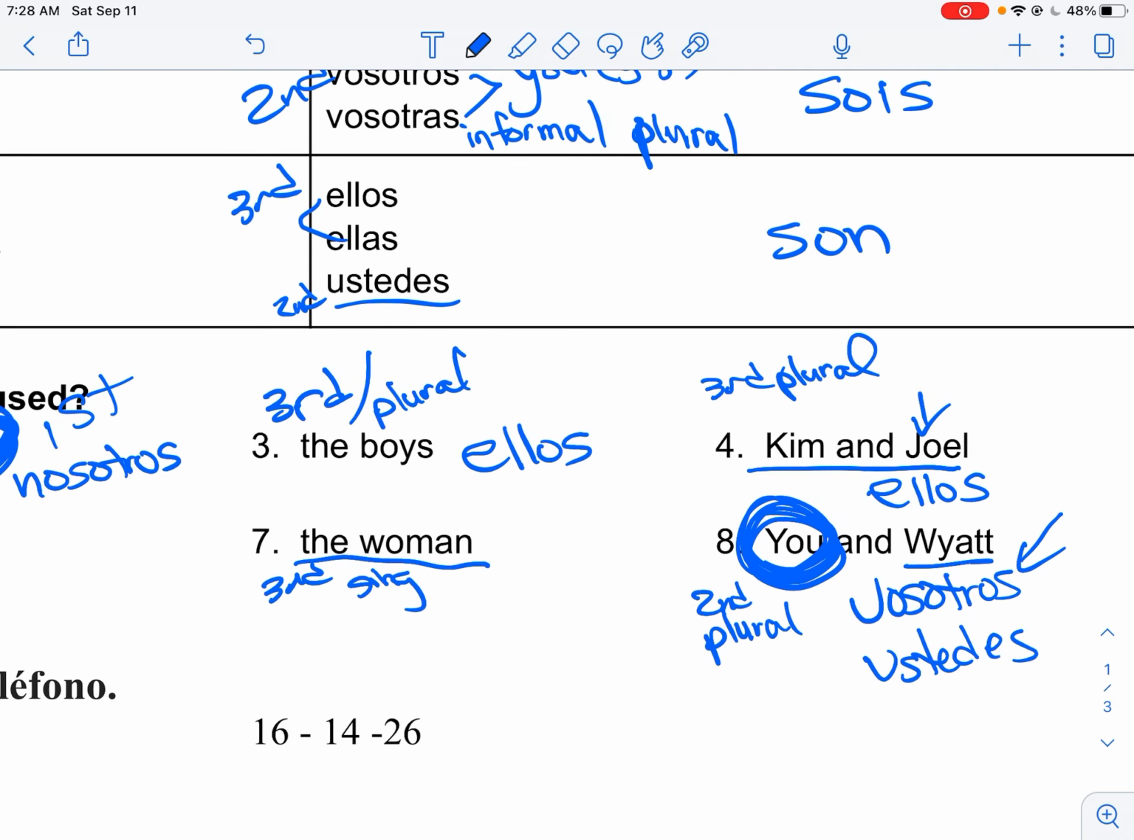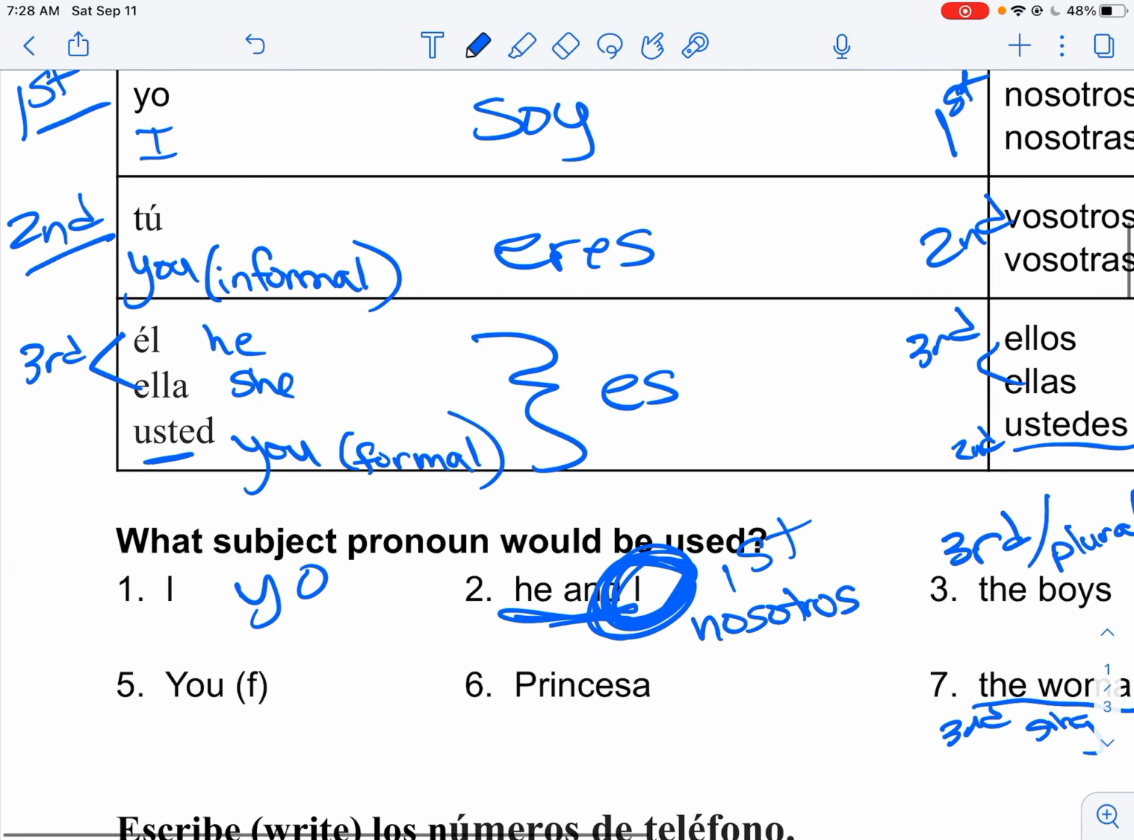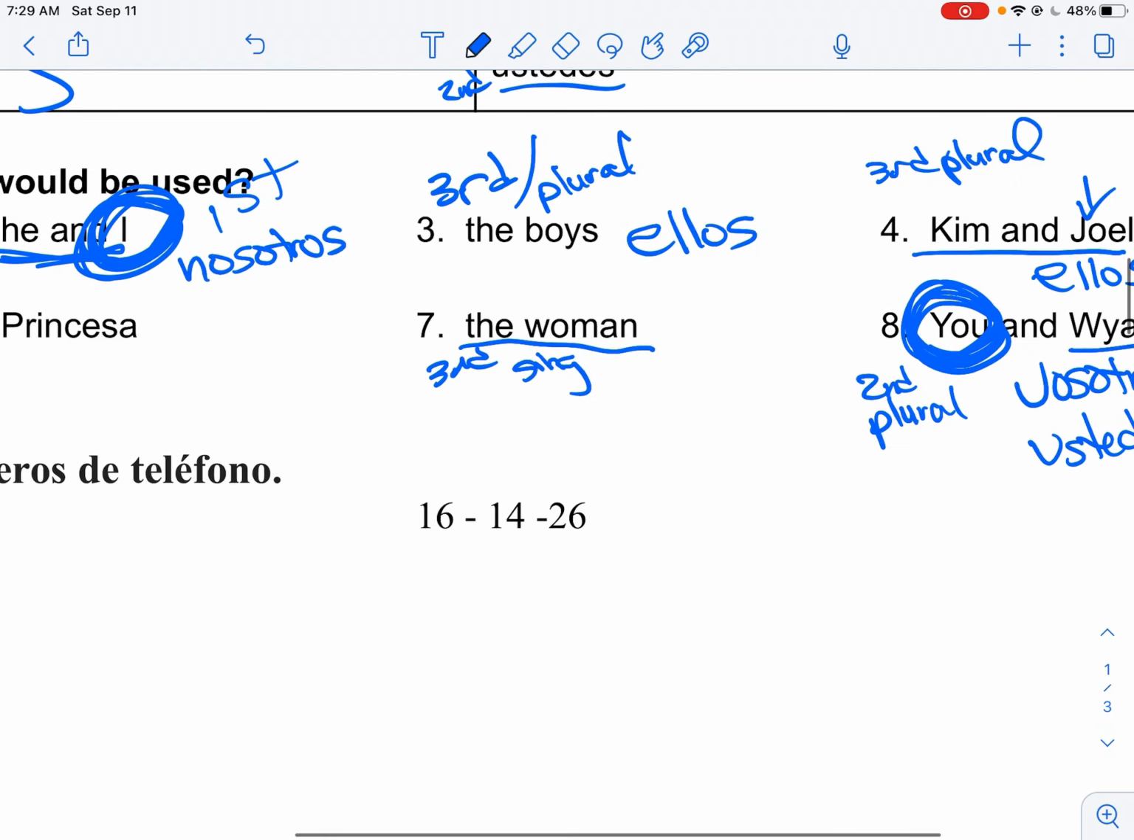This is third person and it's singular. Third person singular for a female is right here. It's ella. So this would be the ella.